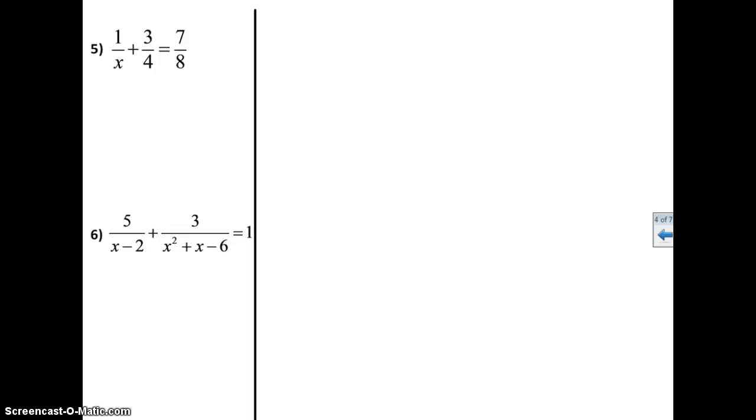So 5 and 6 are very similar as well. If you notice, number 5, I do not have a common denominator, so I'm going to need to find my common denominator. My least common denominator, I need an x, and I need a 4. So we are going to make our common denominator 4x.